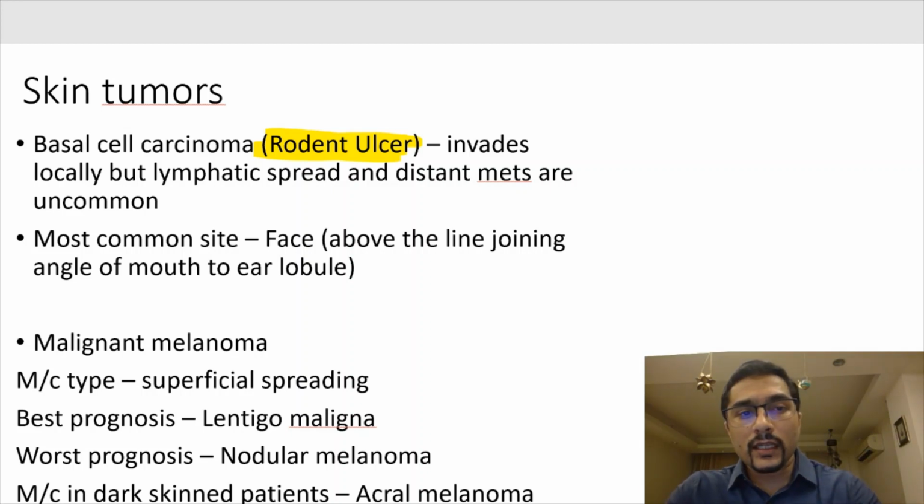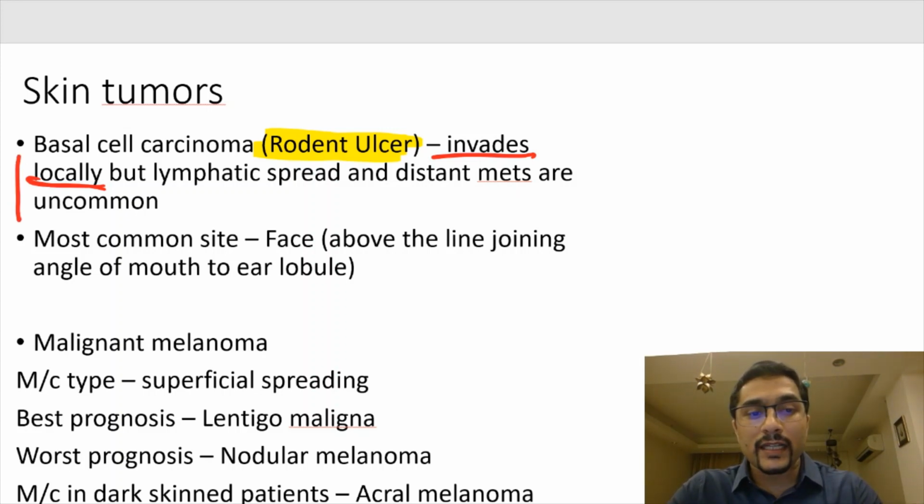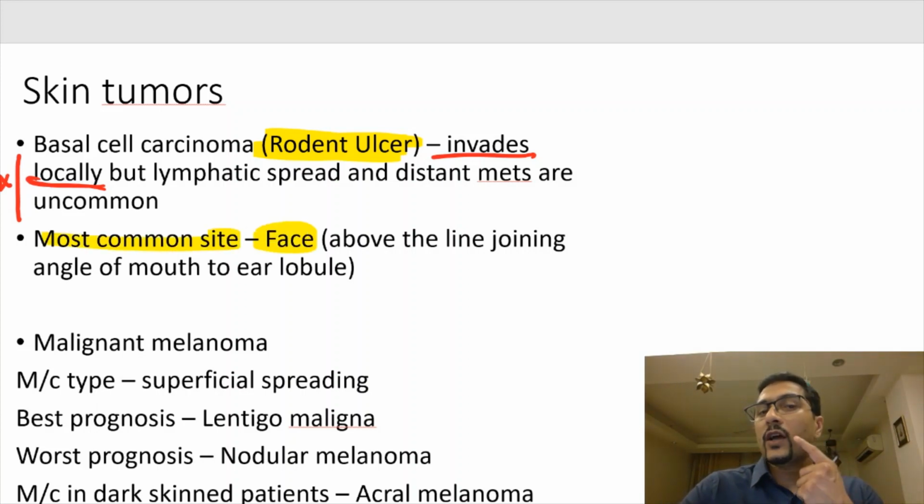And the important thing is, why do we call it a rodent ulcer? Because it burrows locally, it invades locally, right? But lymphatic and distant spread is uncommon. So this point has also been asked in the exam. Another point which has been asked: the most common site for basal cell carcinoma is the face, above the line joining the angle of the mouth to the ear lobule. Above this line is the most common site where basal cell carcinoma can occur.